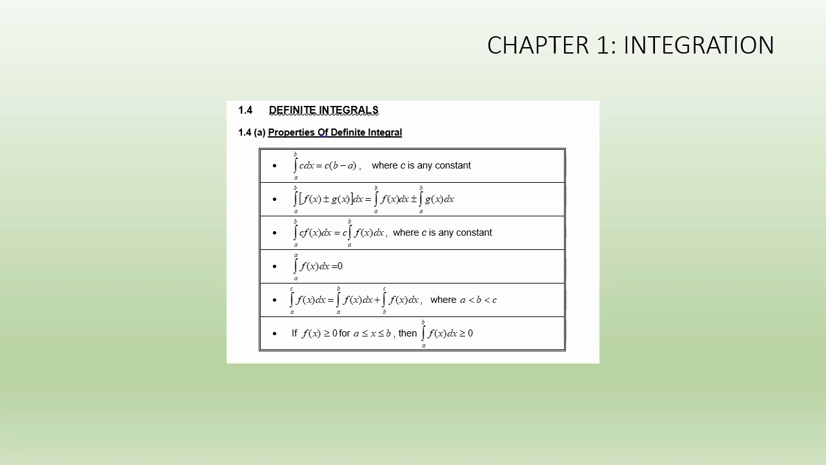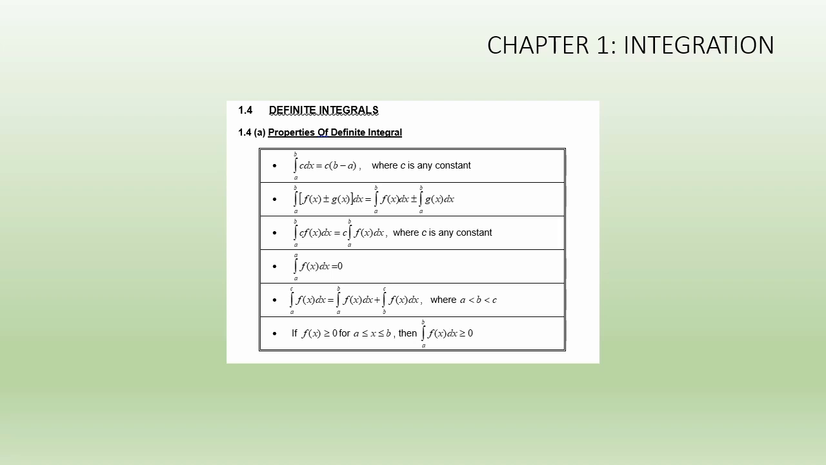Now let's look at the properties of definite integral. First property: the integration from a to b for a constant c is equal to the constant c times the upper limit b minus the lower limit a, where c is any constant.